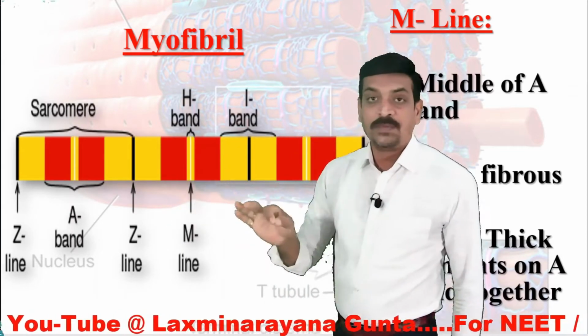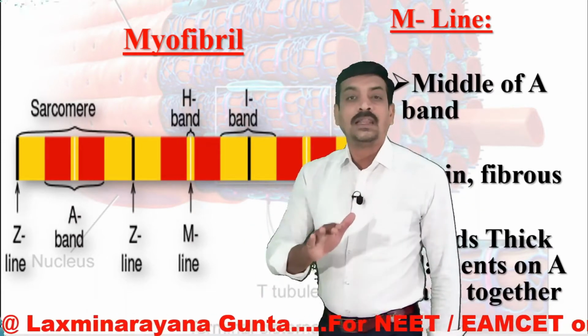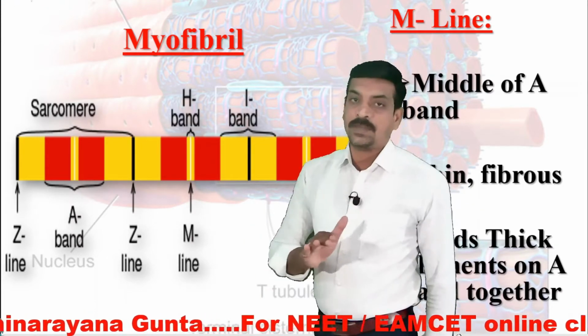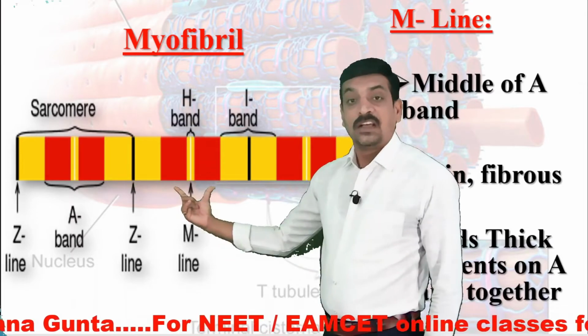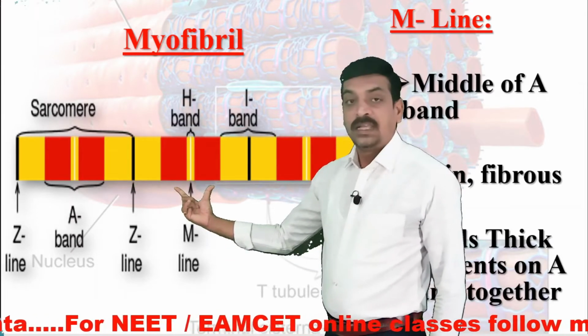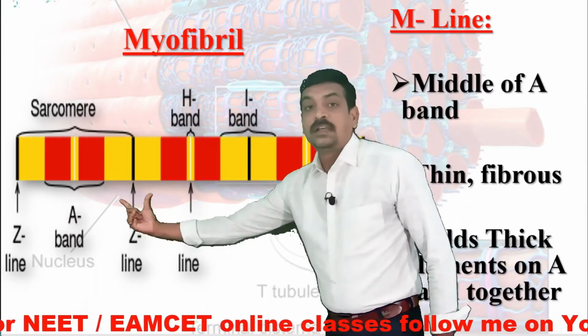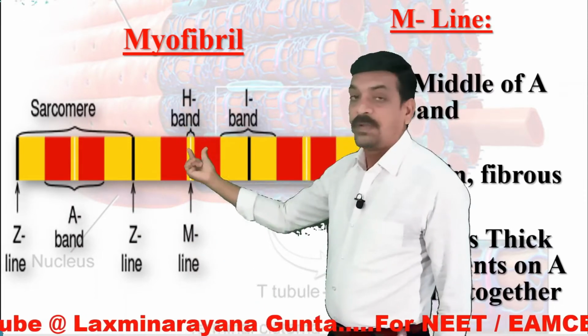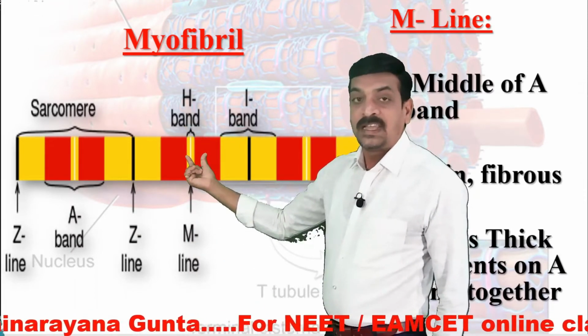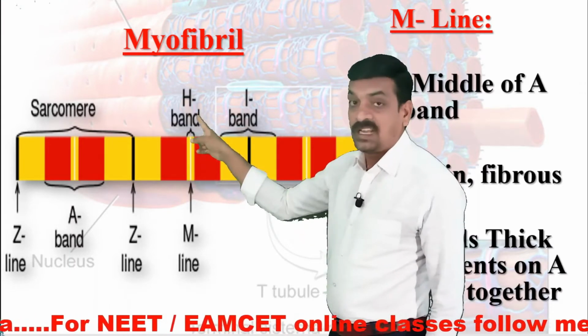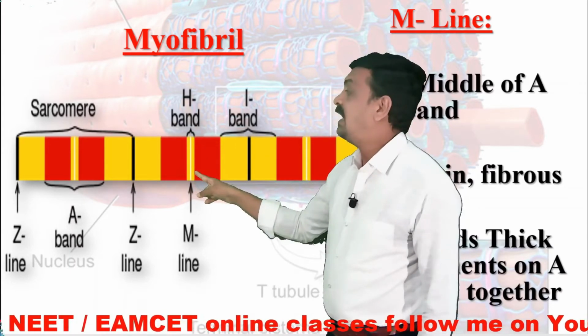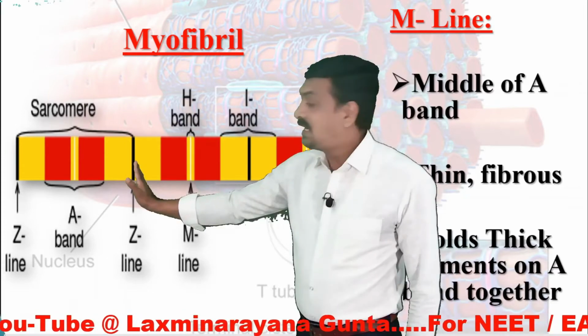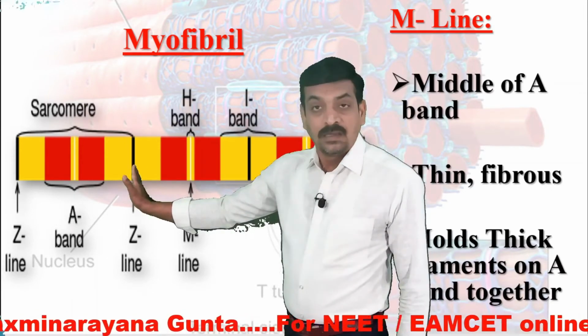Each myofibril consists of alternate light bands and dark bands. The dark band is also called the A band and the light colored band is also called the I band. In the center of the dark band there is the H band or Hansen's disc, and in the center of the H band there is a line called the M line. Z line bisects the light band.